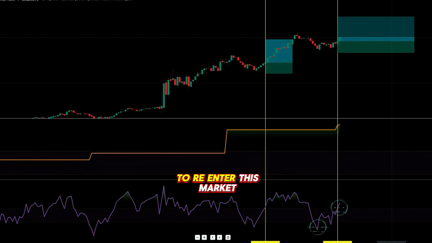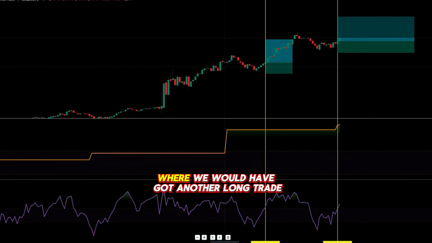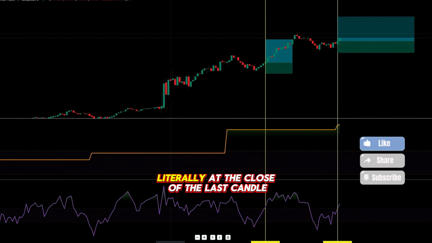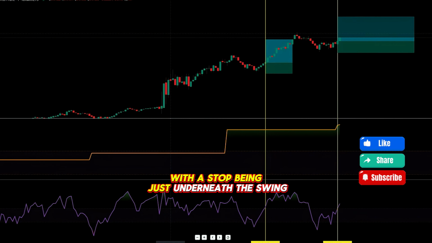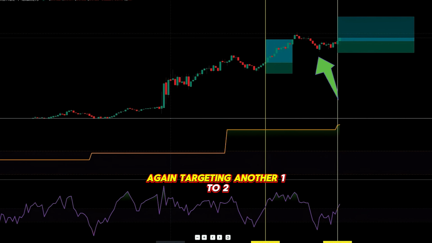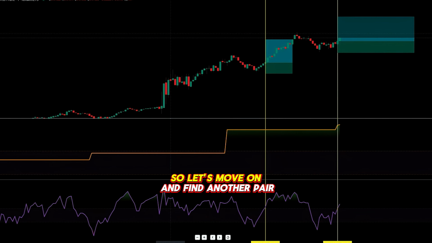If you wanted to re-enter this market, you can see that we could have entered here where we would have got another long trade, and the long position here would have been put on literally at the close of the last candle, with a stop being just underneath the swing low, again targeting another 1 to 2. We'll just leave that running there, so let's move on and find another pair again.